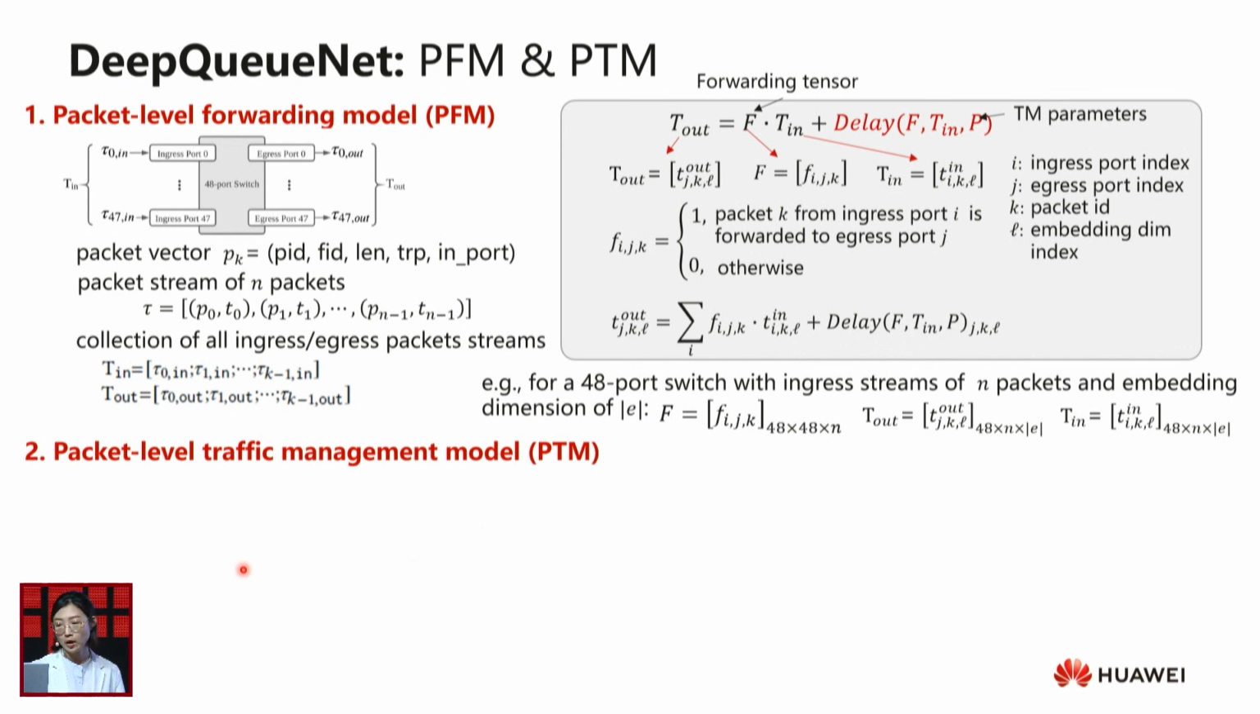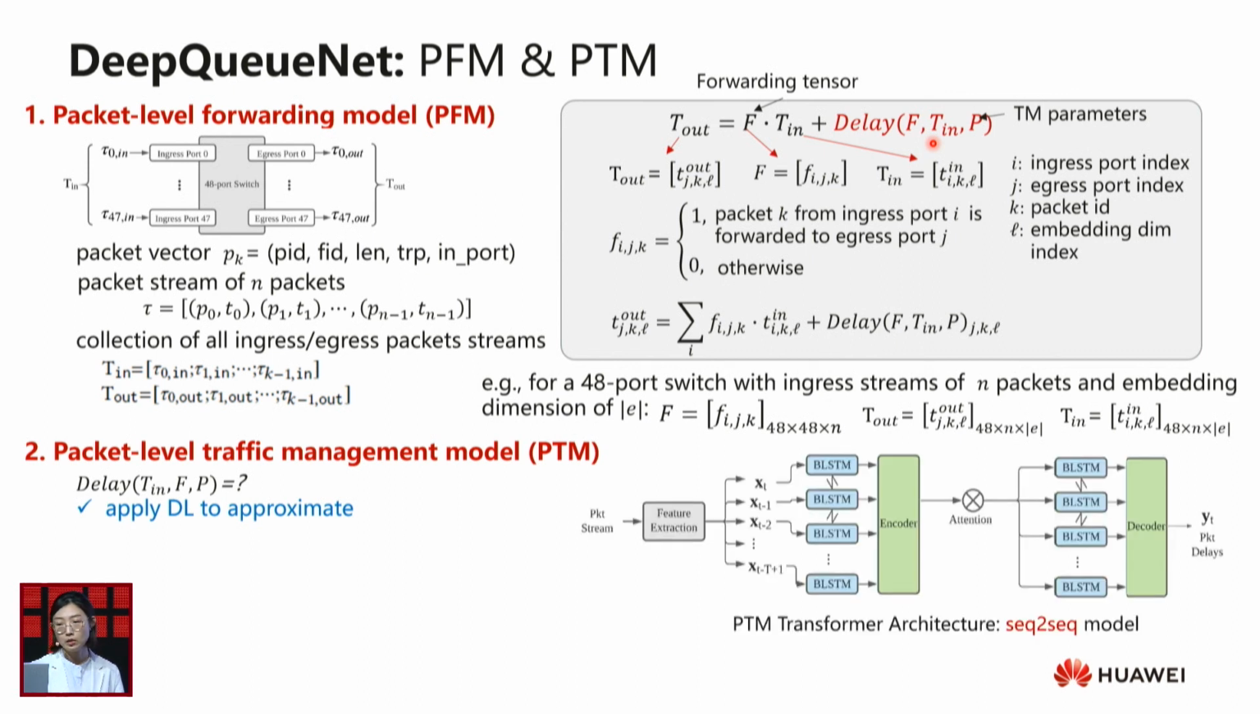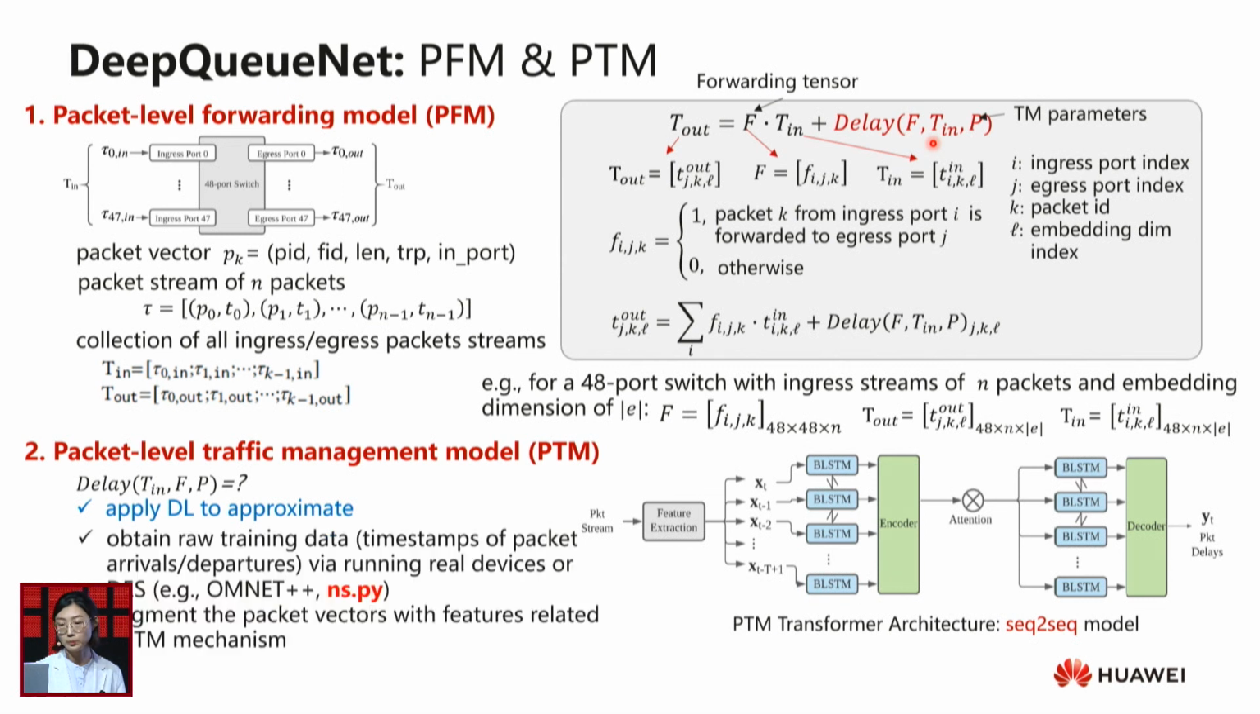As for the latter one, the delay function, this could be very complicated. So we apply a deep learning method to get an approximation for it. We use the transformer architecture because we regard it as a sequence-to-sequence model. How to obtain the raw training dataset is very critical. For the raw training dataset, we mainly need to get the ingress and egress time steps of each packet.